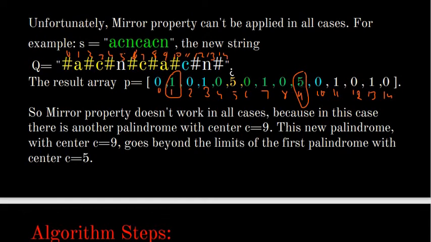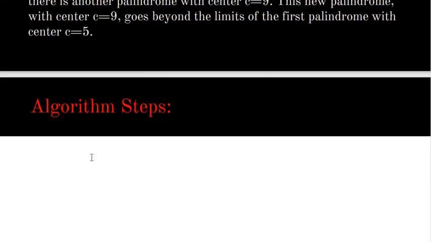So how do we find the right limit? The right limit is basically the index of this center plus how much it expands to the right, so the value at this index. The mirror property does not work in all cases because in this case there is another palindrome with center c equals 9. This new palindrome with center c equals 9 goes beyond the limit of the first palindrome with center c equals 5.